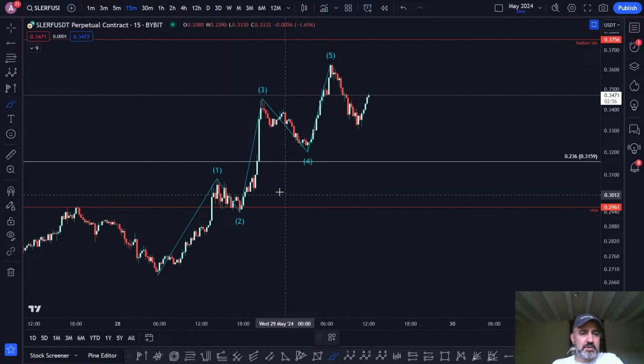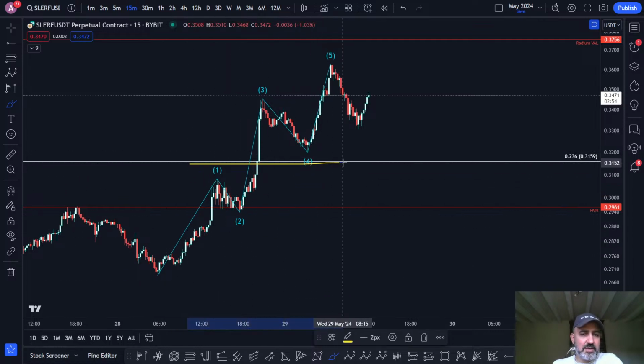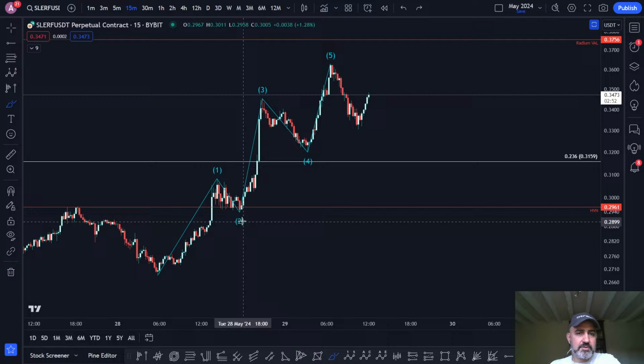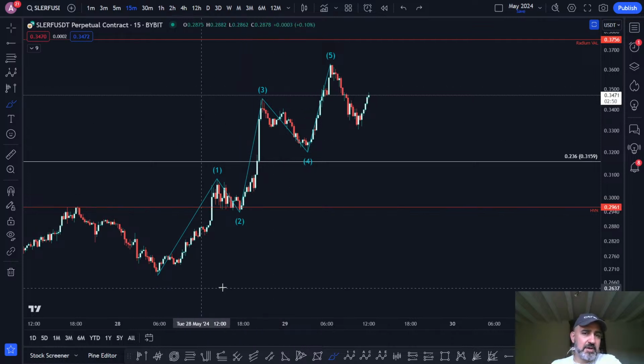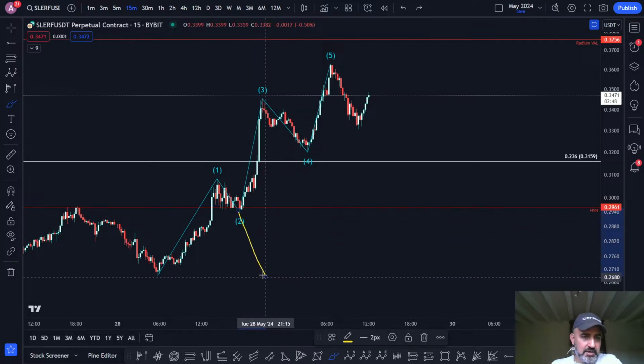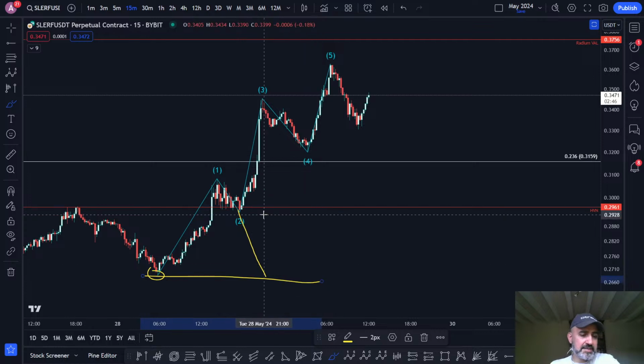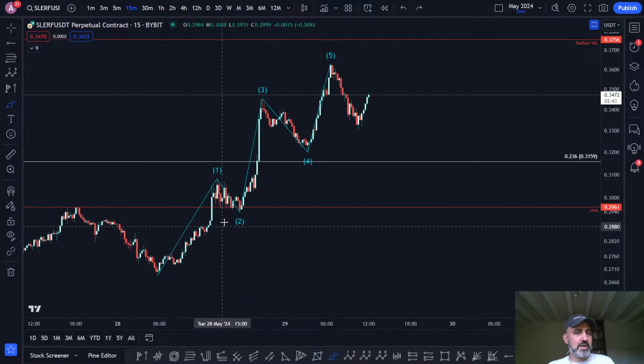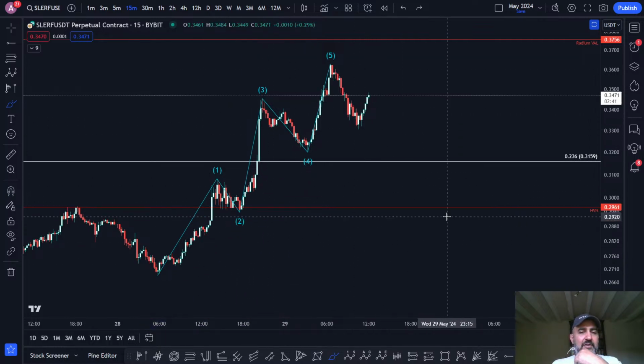Remember the rules. The 4 can't come underneath the 1. That's perfect. The 3 can't be the shortest. That's perfect. And the 2 can't come underneath the 0 point. That's perfect. So as long as those 3 rules are intact, you have your 5 waves.